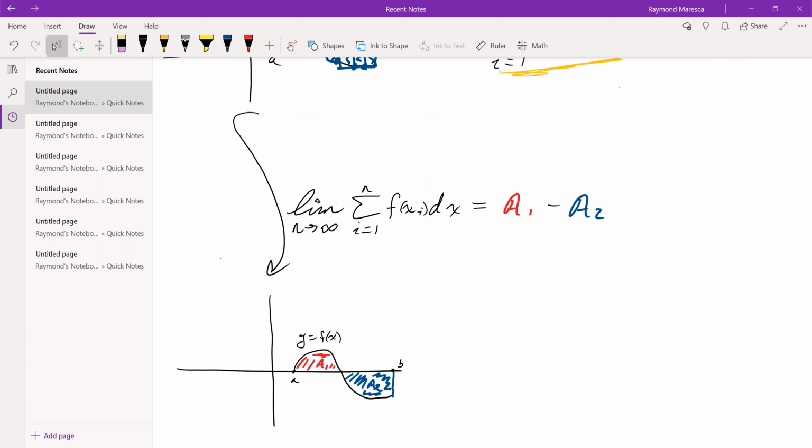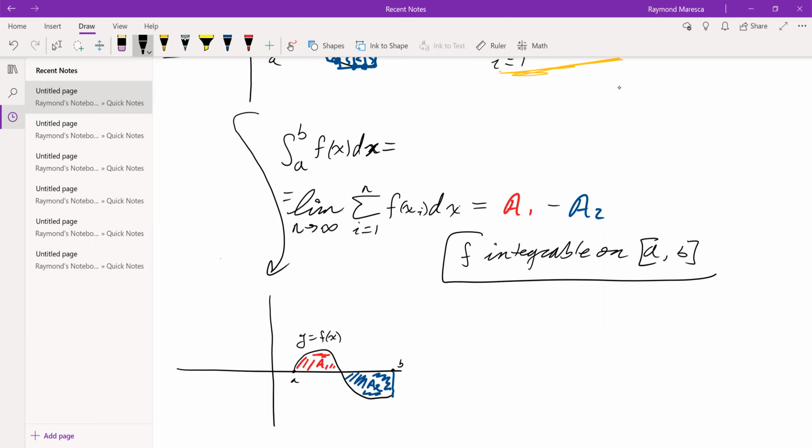Now, when we have a function f, then we denote by this curly s, the integral symbol, from a to b of f of x dx. This is what we use to denote this limit as n goes to infinity. If this limit does exist, then we say that f is integrable on [a, b]. So that's if the limit exists.